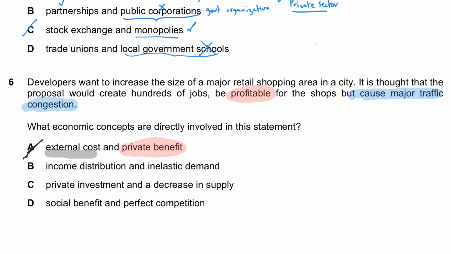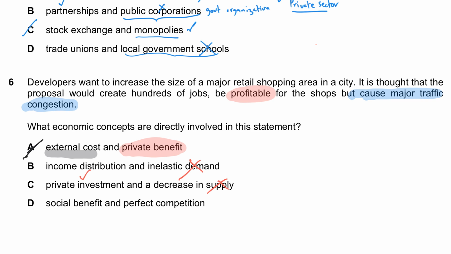But let's look at other answer choices just to make sure that we understand why others are wrong. The next one says income distribution and inelastic demand. Well, there is no reference of demand being inelastic, so that's one thing. The third one says private investment and decrease in supply. Private investment does make sense because there's a major retailing shopping area. People would invest in this, but decrease in supply doesn't make sense. It might be an increase in supply for all we care.